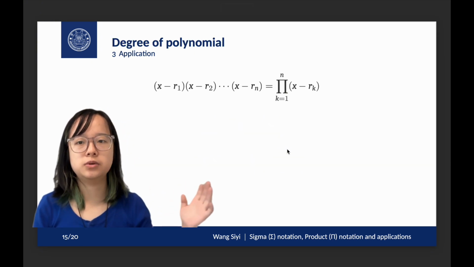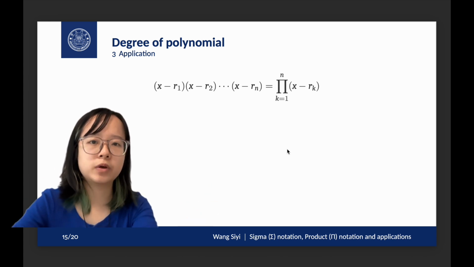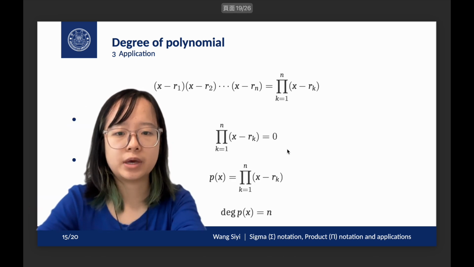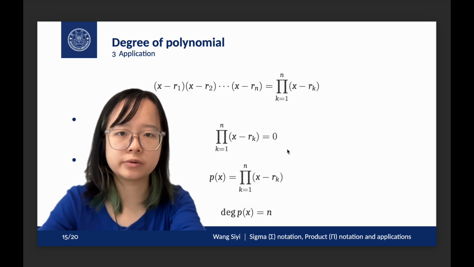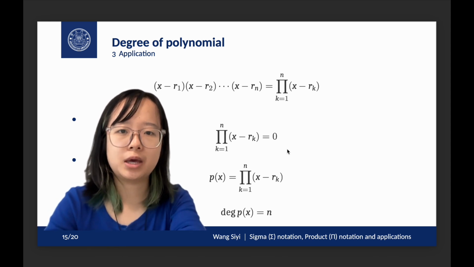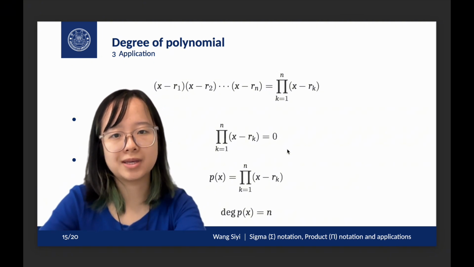And about the usage of product notation for the degree of a polynomial, for a polynomial that has roots r1, r2 until rn, we can write it in this form. Following are the equation of the polynomial equal to 0 and the function of the polynomial. And as we can see, the degree of the polynomial is simply n.